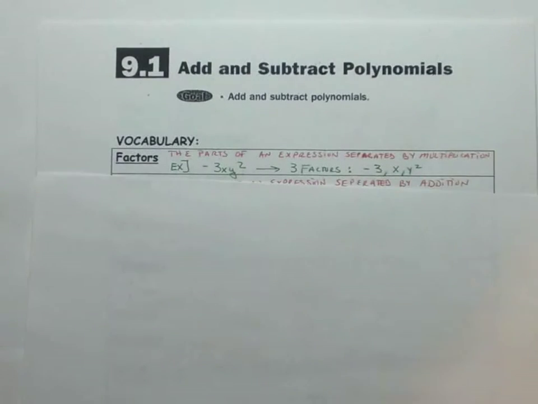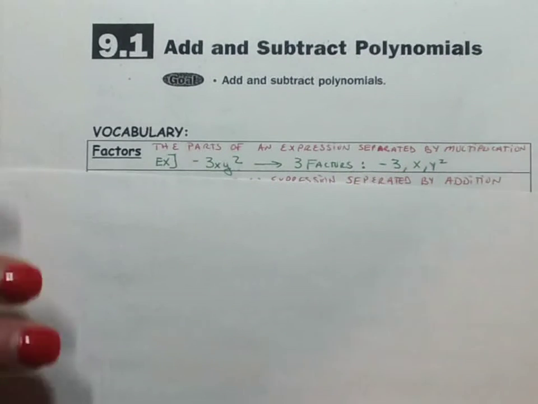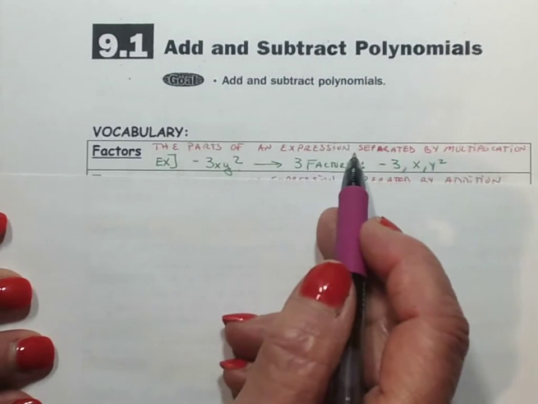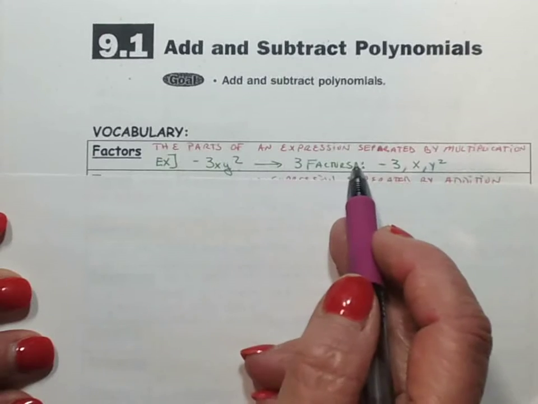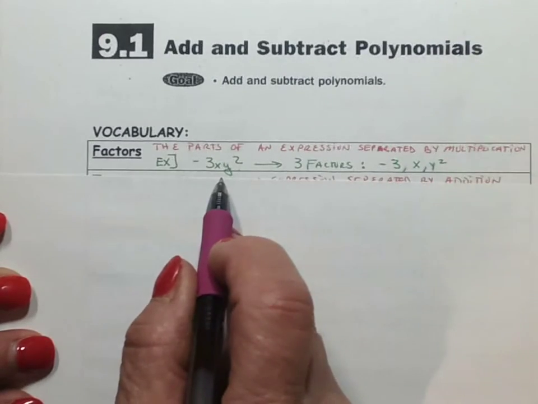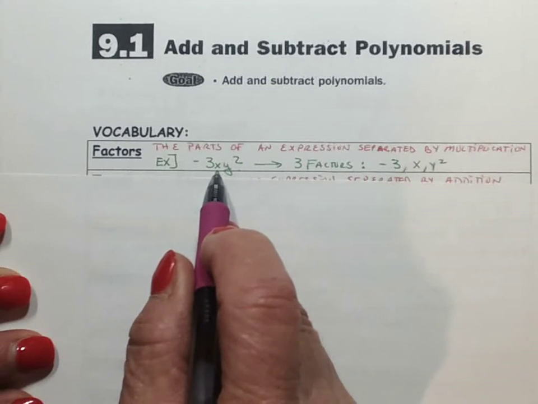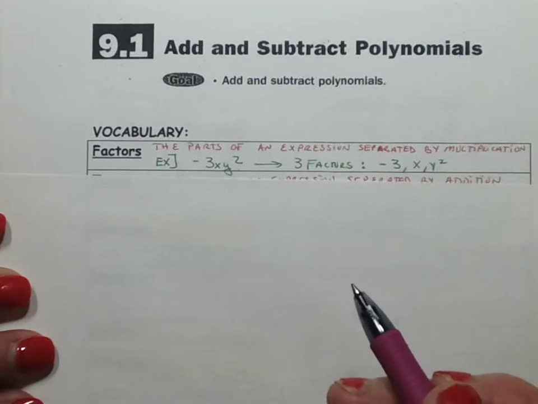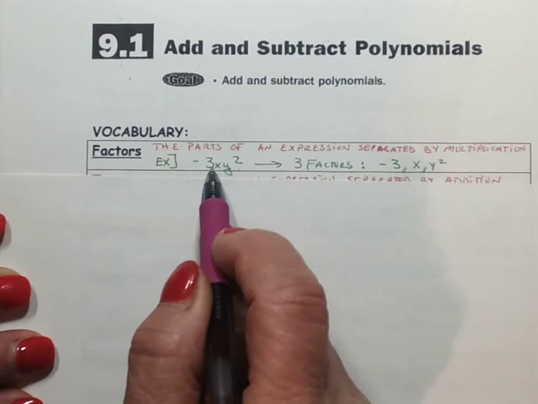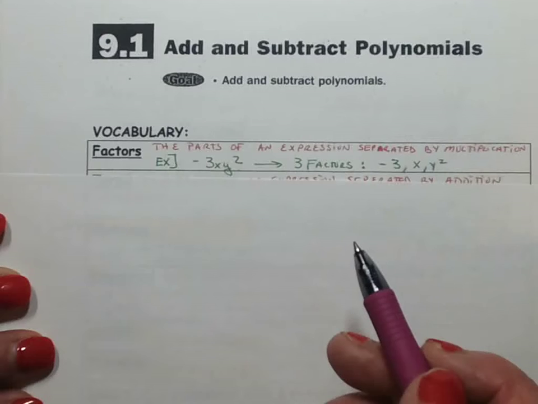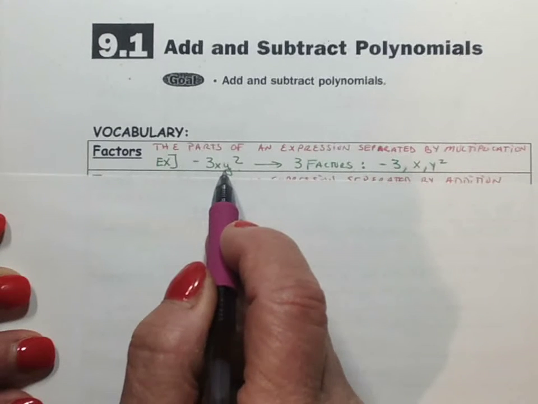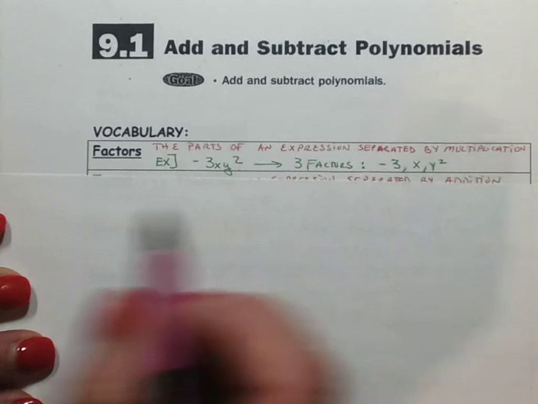Now these should be a little bit of a review for you. Factors are the parts of an expression separated by multiplication. So in this example, we have negative 3xy squared. That means that we have three factors. We have two implied multiplications. We have negative 3 times x times y squared. So we have three factors.